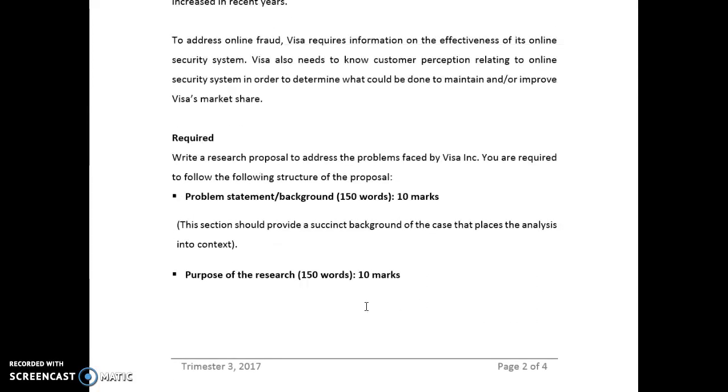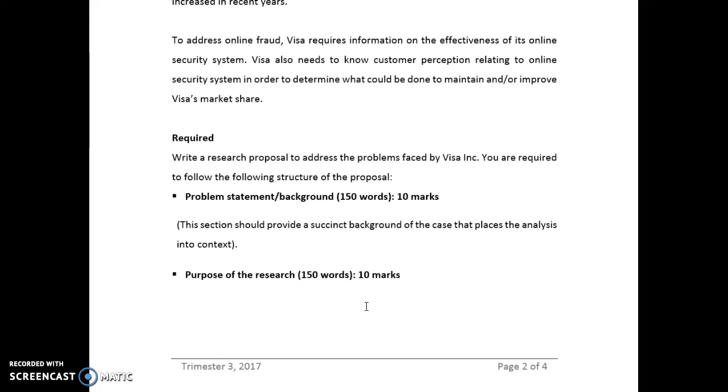The first section you need to write in your research proposal is the problem statement. Many of you are asking what you need to write in the problem statement section. What I would suggest is that when you write the problem statement section, first of all, provide a very good and succinct background of the case. You need to write the background in such a way that your research or your analysis can be placed in context. That means it matches with the context.